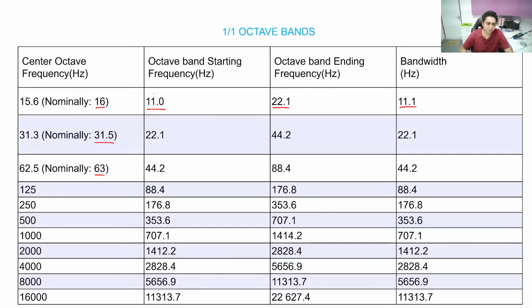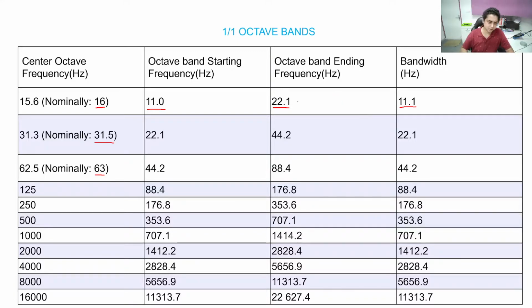There's a formula to derive the center frequency from the starting and the ending frequency, and there is also a formula to derive the starting frequency given the center frequency and the ending frequency. There is also a formula for getting the ending frequency by knowing the starting frequency and the center frequency. I've told you in the first video that I'm not going to discuss too much mathematics in my videos, so I'm not going to discuss that here.